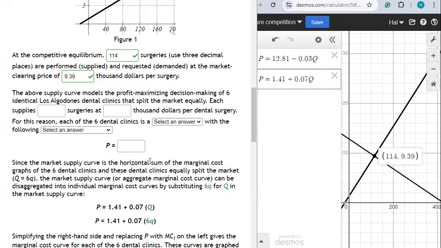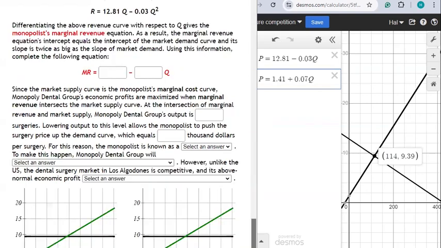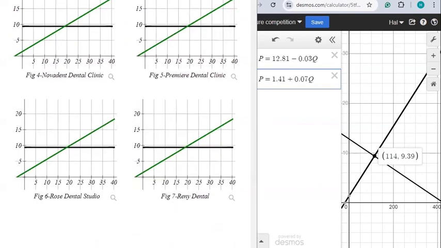Now, the above supply curve models the profit maximizing decision making, or since it's a dental clinic, you can think of it as income maximizing decision making. And there are 6 identical Los Algodones dental clinics in my particular model. In yours, you might have 12, you might have 11, you might have 8. I have 6. And you can see them down here. There are 6 graphs down here.